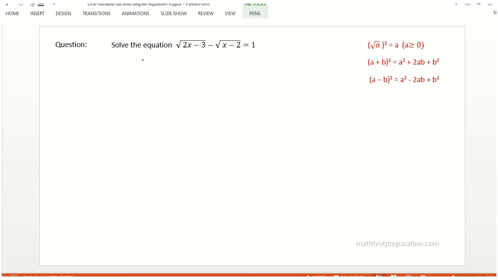In this lesson, I'm going to solve an equation with a square root. Now, we move the second term to the right side of the equation. So we have square root 2x subtract 3 equals to 1. The negative square root x subtract 2 moves to the right side, it becomes positive square root x subtract 2.